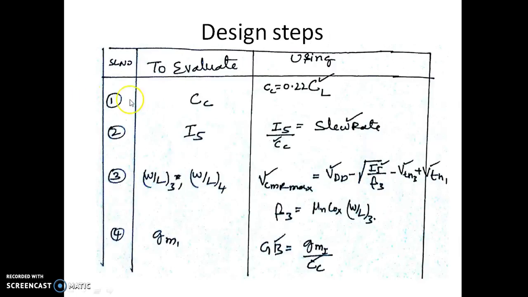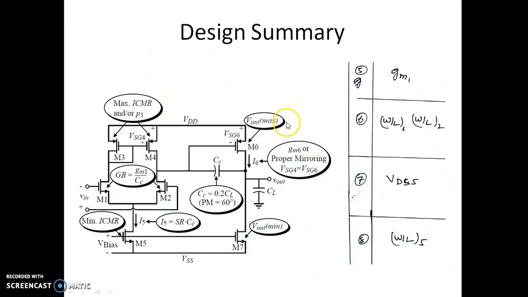So that's what these equations are, how we estimate all these things. Next is to find GM1, which we already found. Next is to find W/L1 and W/L2, that is these two dimensions. If we know GM and we know ID, then it is easy to find W/L of 1 and 2.